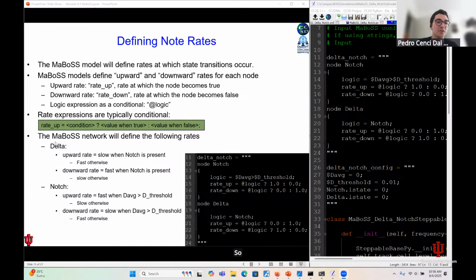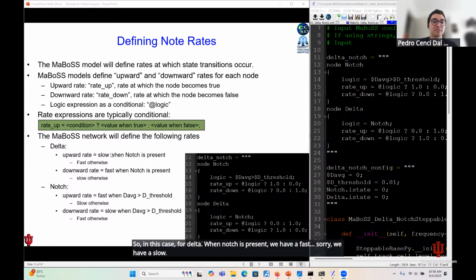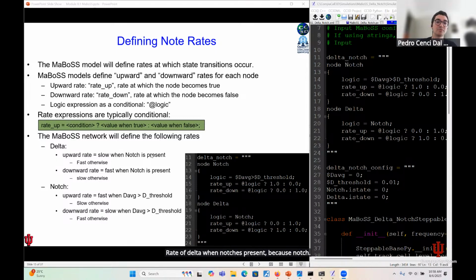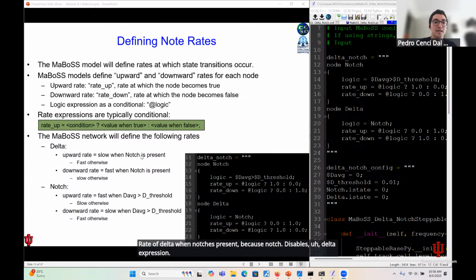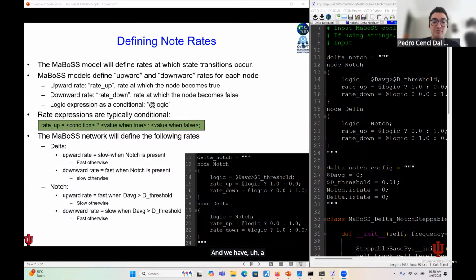So in this case, for delta, when notch is present, we have a slow rate of delta because notch disables delta expression. And we have a fast rate otherwise. So if notch is absent, then we have a very fast upward rate. Then we have two downward rates. So if notch is present, we have a fast downward rate because notch is suppressing delta, and a very slow downward rate otherwise because when notch is absent, delta keeps itself up.